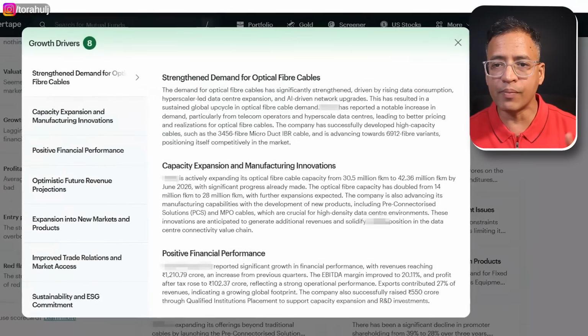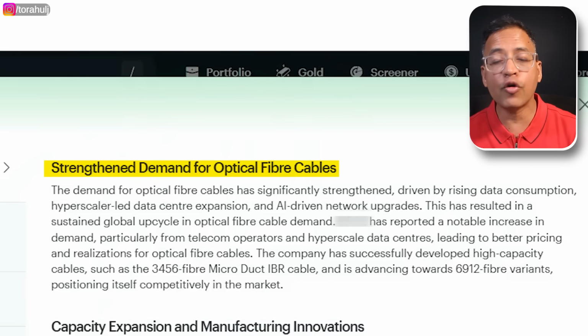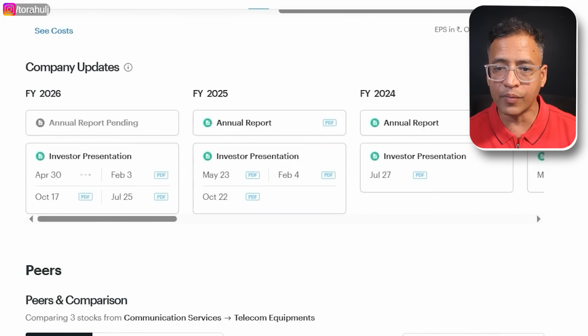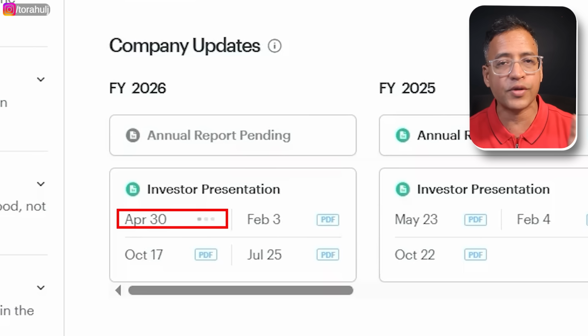I'm not going to go through it here, but one of the important points you gather here, for example, is the demand for optical fiber cables. So this company is into optical fiber cables, and you clearly read what is happening here. More importantly, what you need to do is go into the financials, and below you will see some presentations here. Okay, so if you come down here, you will see the April investor presentation. Click on that. Okay, this is how, step by step, you need to go through and analyze these companies.